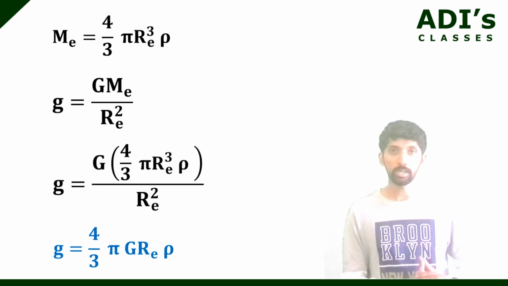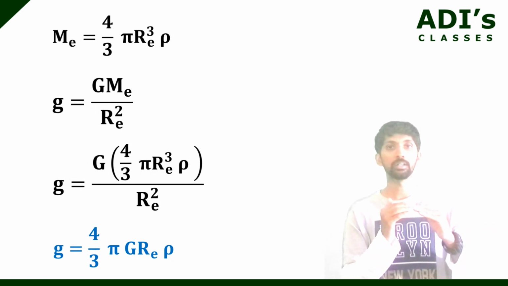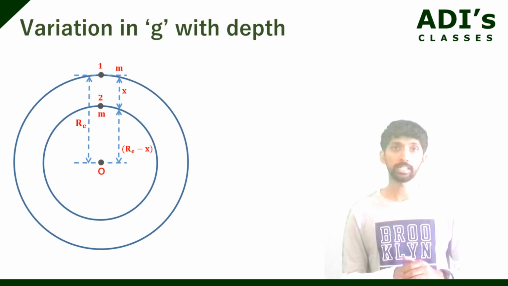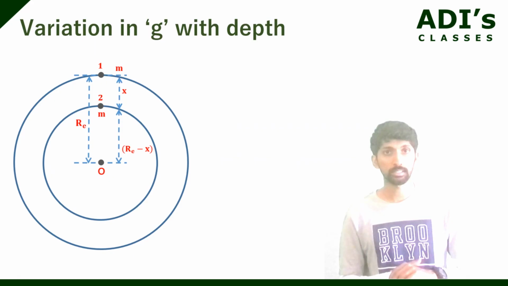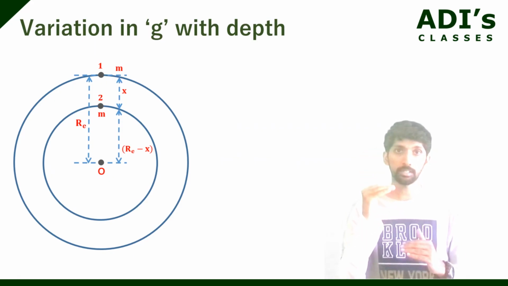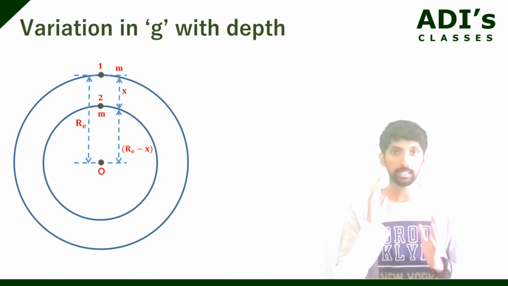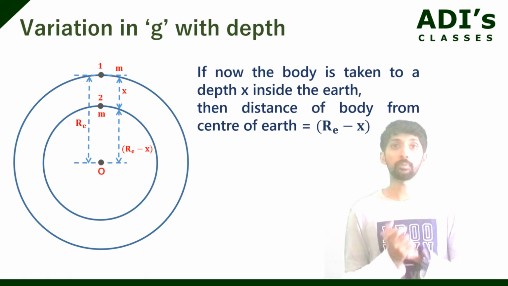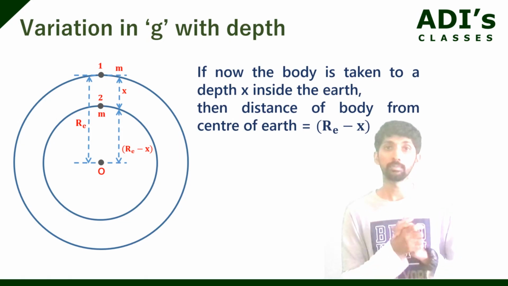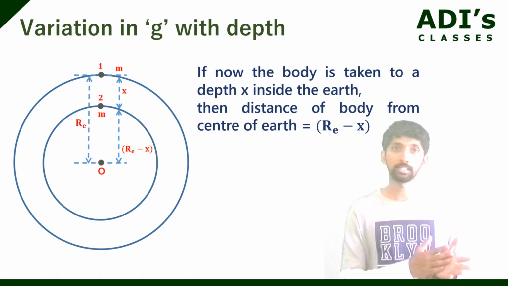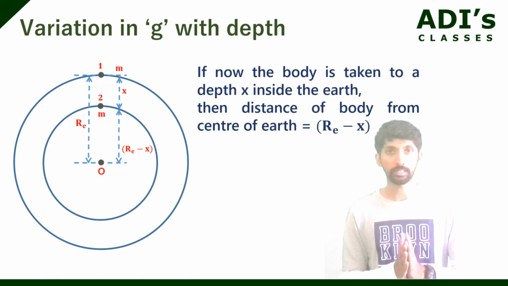Now, what we'll do is we'll take the object to a certain depth x meter inside the Earth. So, from the center we can take this as R_e minus x, because the total distance is R_e. From there I am going down by x meters. So, we'll have R_e minus x. What we are looking at is a point R_e minus x from the center of the Earth.